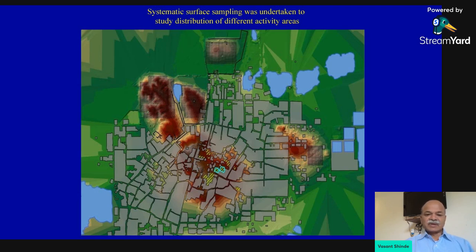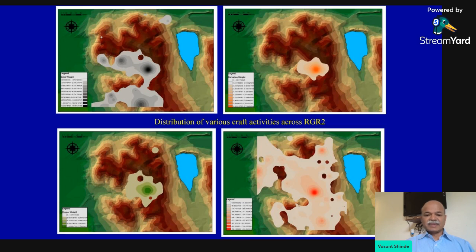The method of this sampling is that we generally grid the site. Here we have gridded these two important mounds, mound number 2 and 3. These are the most intact mounds at the site of Rakhigarhi. We gridded them into 5 meter by 5 meter grids, and then we collected the material lying on the surface in each grid, which was kept and analyzed separately, and at the end of that we were able to identify different activity areas.